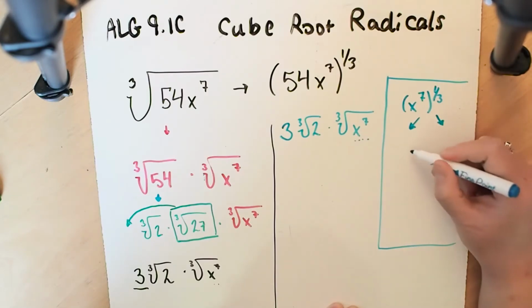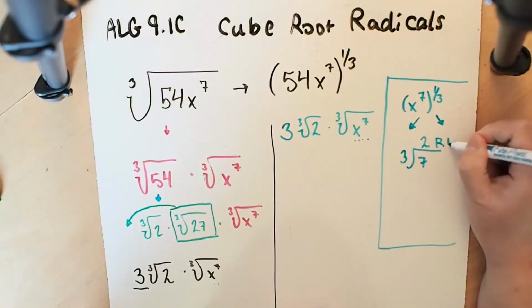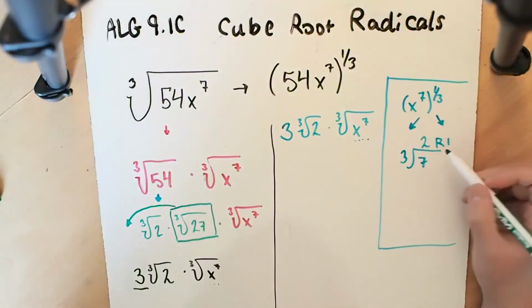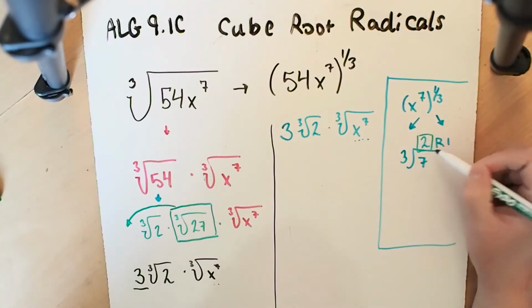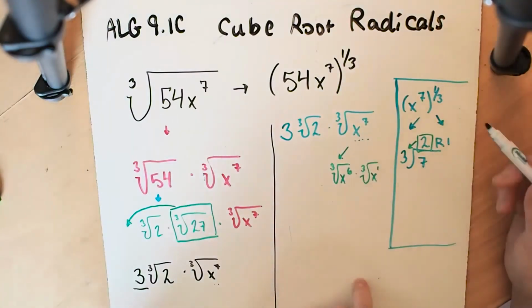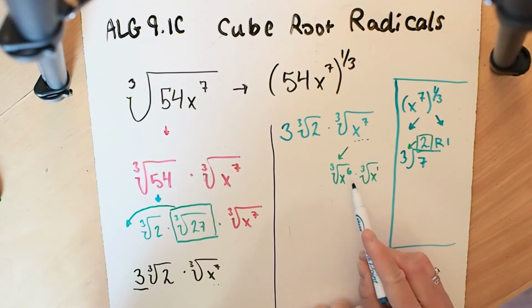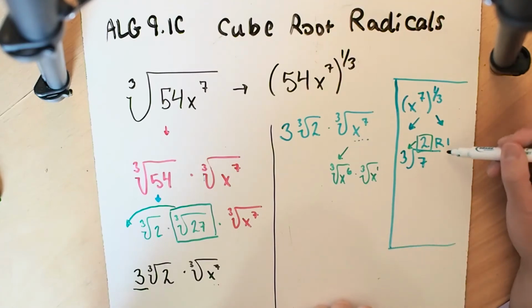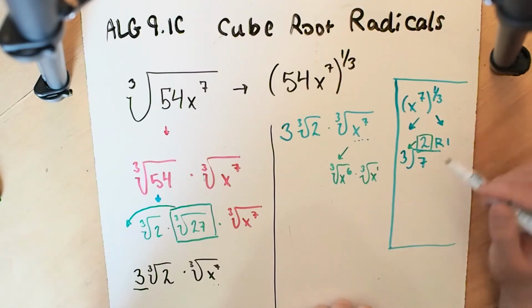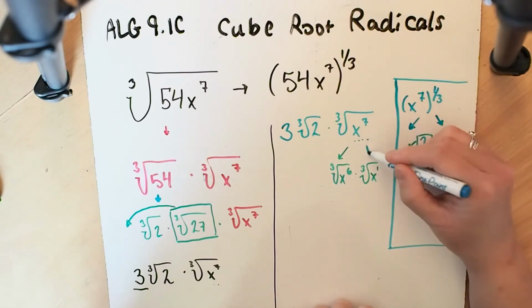One that can be divided by 3, and one that has whatever's left over. If I divide 7 by 3, I get 2 with a remainder of 1. What that then tells us is that if we take 2 times 3, we get 6. So we're going to rewrite that as the cube root of x to the 6th times the cube root of the remainder, or x to the 1. And when I add up 6 plus 1, I get 7. So I know I've split it correctly.